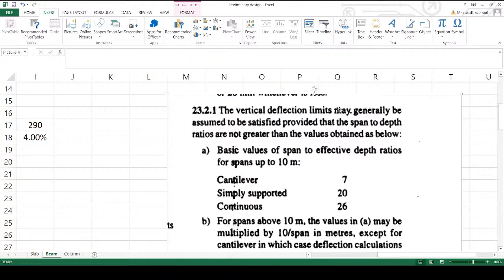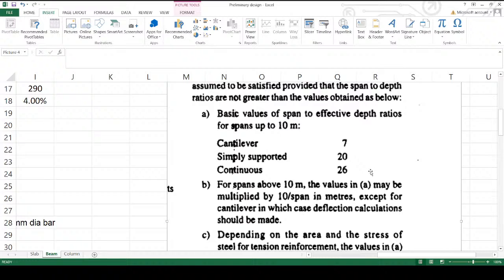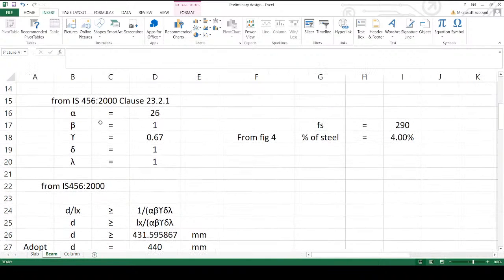The vertical deflection limits are generally assumed to be satisfied if the span to depth ratio is not greater than the values obtained. The basic value alpha for the span to depth ratio, where the span is less than 10 m, we have to select among these: for cantilever, simply supported and continuous beams. Our beam is continuous because our beam is continuous from both sides. So we are going to select the continuous beam, that is 26. So that's why I'm writing alpha is equal to 26.